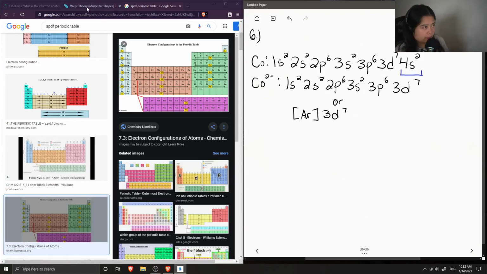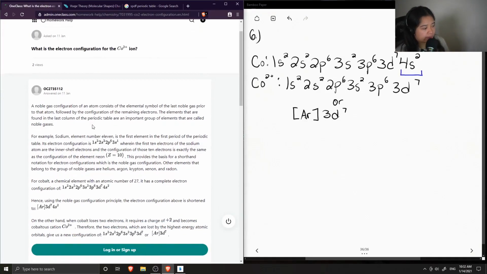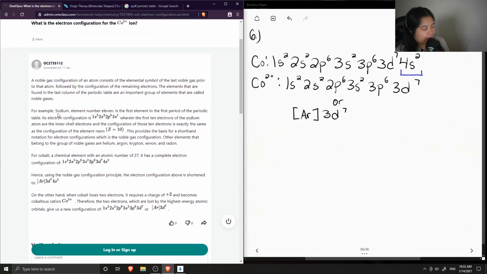Okay, so now let's see what the junior tutor said. A noble gas configuration of an atom consists of the elemental symbol of the last noble gas prior to that atom, followed by the configuration of the remaining electrons. Elements that are found in the last column of the periodic table are an important group of elements called noble gases. For example, sodium, which is element number 11.